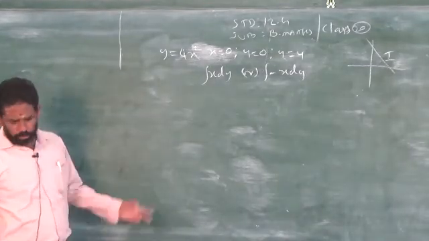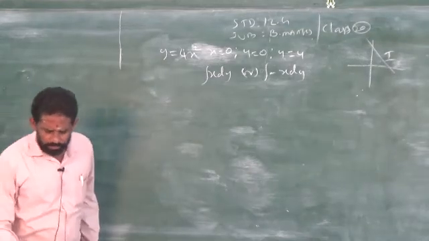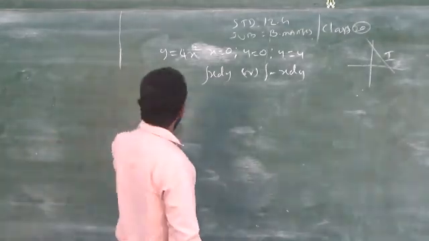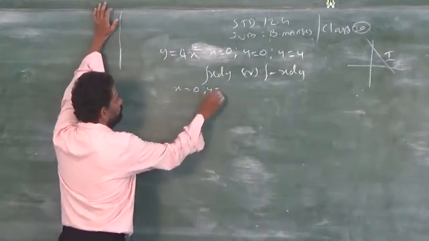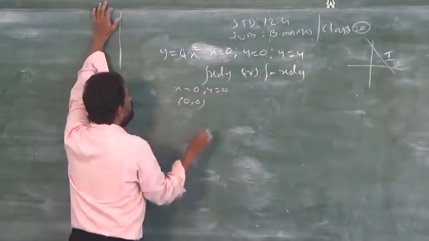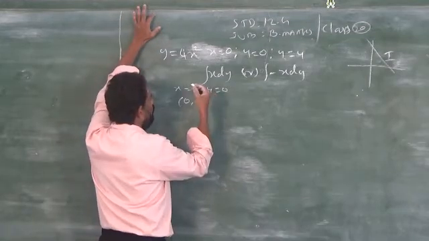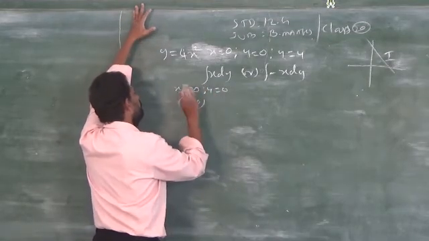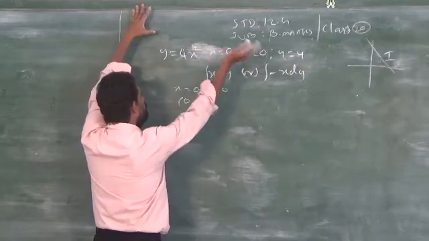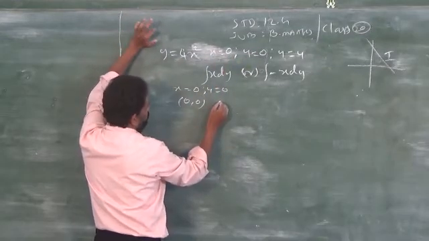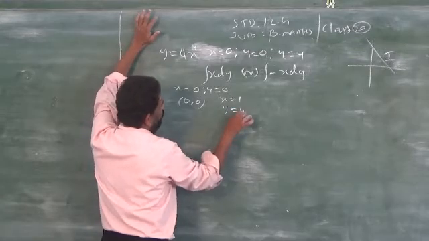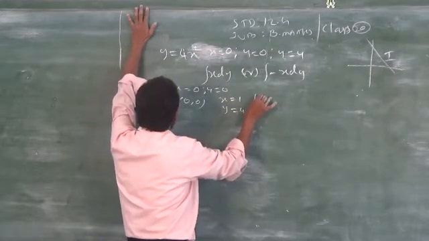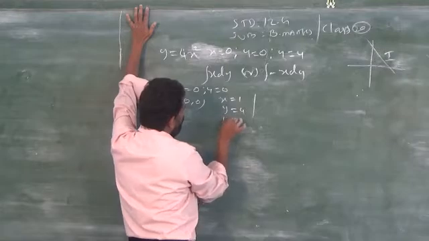So be careful. Any one of these two you can take, depending upon the diagram. Now, as usual, you have to replace x by 0. When you replace x by 0, what will be the answer? Y is also 0. So 0 comma 0. Even if you replace y equal to 0, x will come. Now you have to replace some number. When I am replacing x equal to 1, what will be the answer for y? 4. So it will come 1 comma 4.